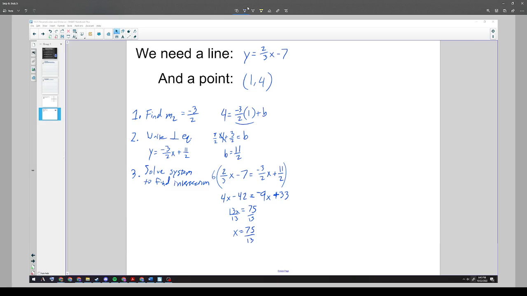So to find y, remember that when we solve a system, we end up finding x or y, and then we plug it back in to find the other one. So I can plug in this x value to either of the two equations. I don't know that either is going to be particularly great here, so I'm just going to go with the original one and do y equals 2/3 times 75/13, plugging in for x, minus 7. So remember multiplying fractions.